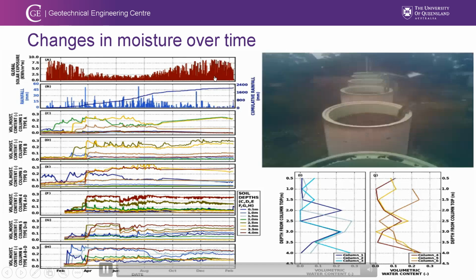Here this graph shows the potential evaporation rate, which is directly correlated to the season. During summer, it's around 8 millimeters per day, whereas during winter, it's around 2.5 millimeters per day. And the rainfall, as mentioned below, is 2 meters per year. The moisture condition shows three interesting patterns.